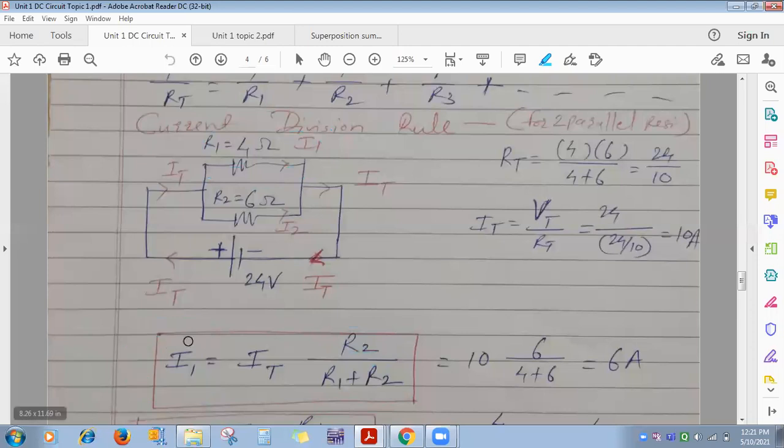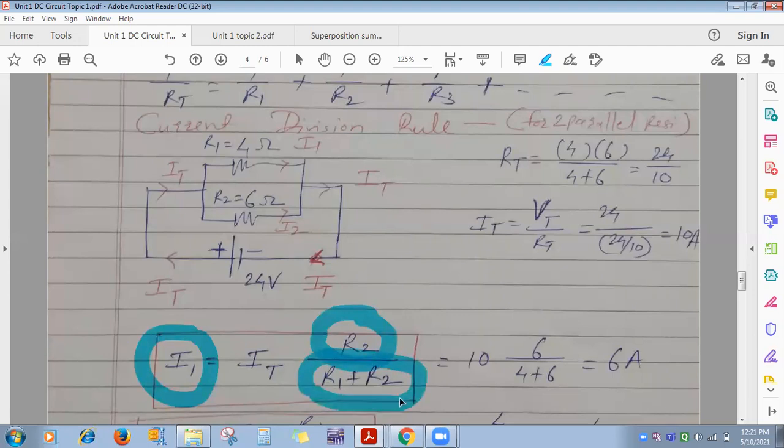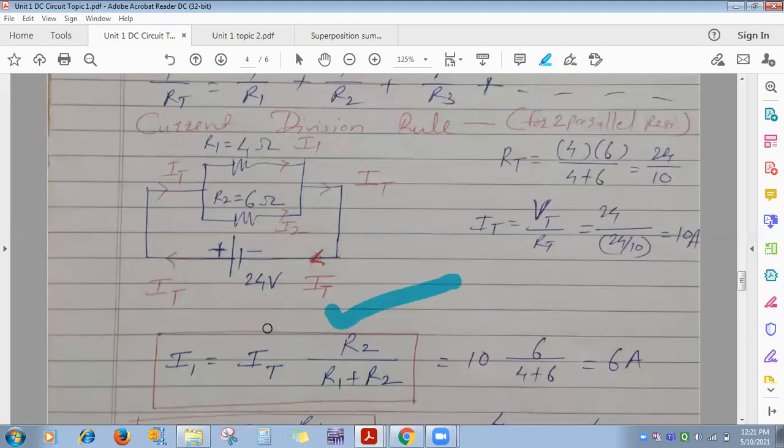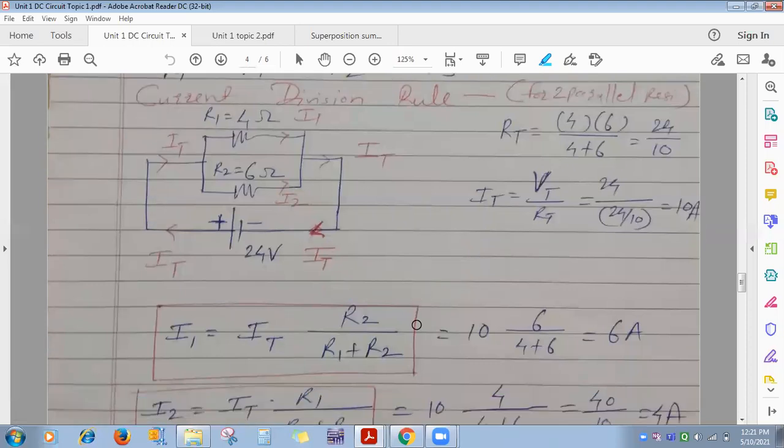Again I am repeating, whenever you want to find I1, I1 is flowing through R1, parallel to R1 is R2, and that one you have to take in the numerator, divided by the addition of the two parallel resistances. Okay, got it? So this is the formula. I1 is total current times parallel resistance divided by the addition of the two parallel connected resistances. Similarly, the same is the formula for I2.